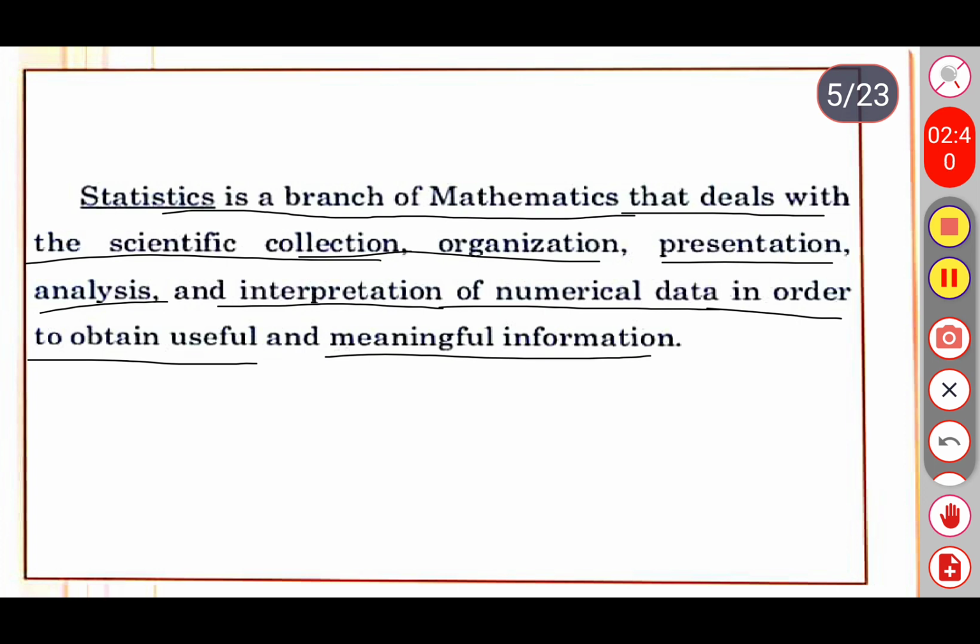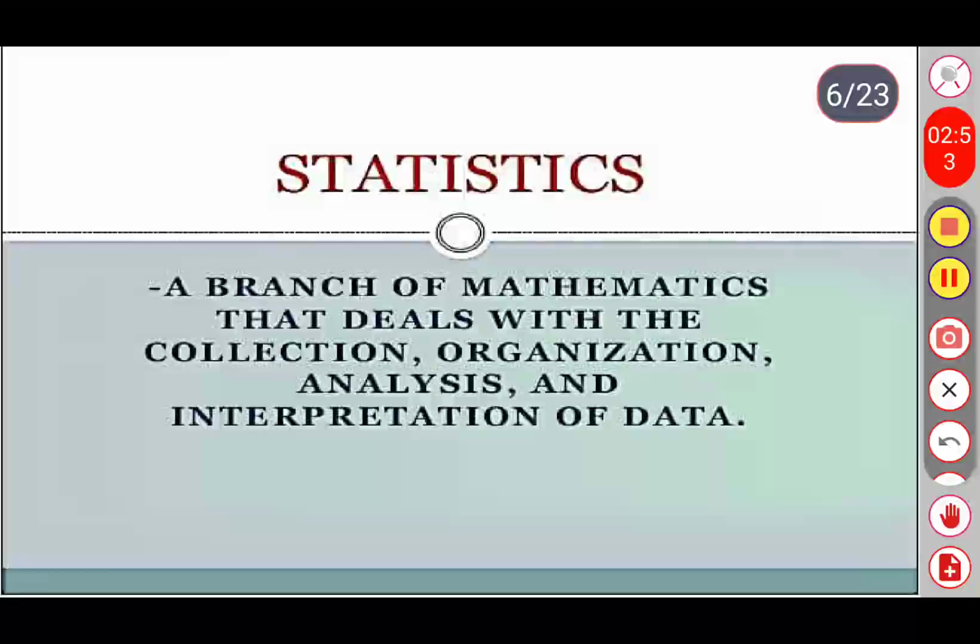So what do you mean by data? Data is purely numerical information. Numerical information is called data. Okay, see, one more definition is there here. A branch of mathematics that deals with the collection, organization, analysis and interpretation of the data is called statistics.